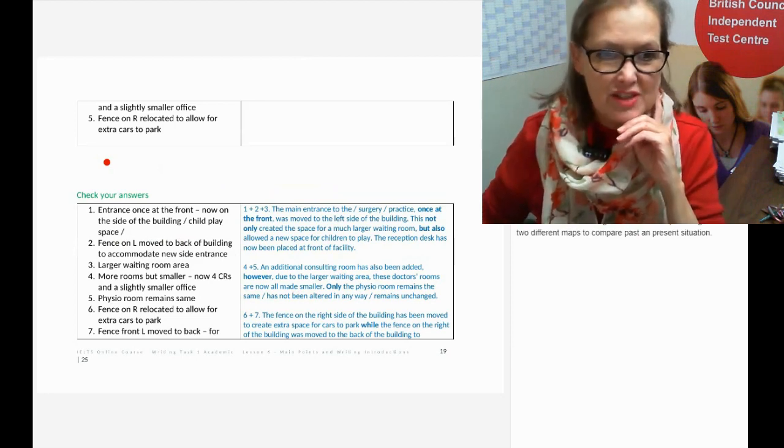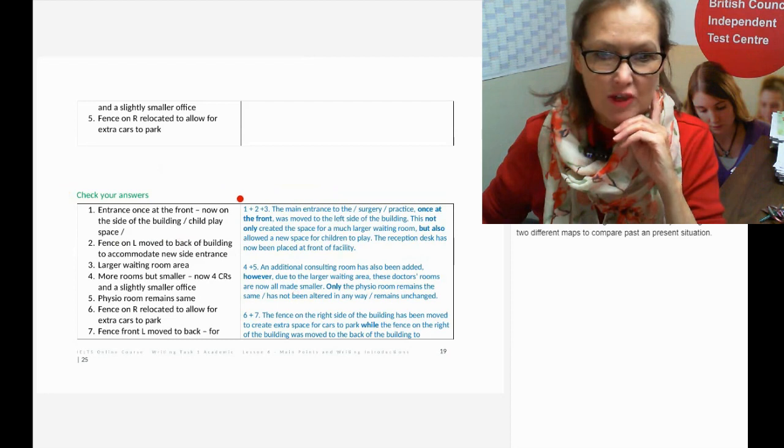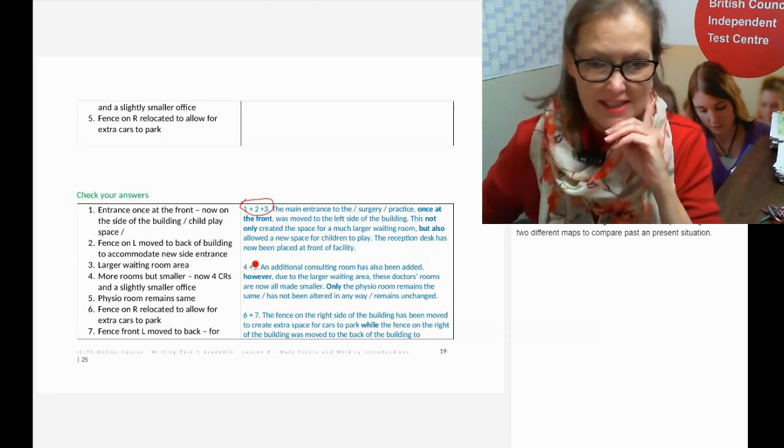And have a look, let's just check our answers. Notice how here I've combined my points 1, 2, and 3. So we're talking about entrance at the front, now on the side, child play space, fence moved, and larger waiting room area. And I've rolled all of those three into one sentence.